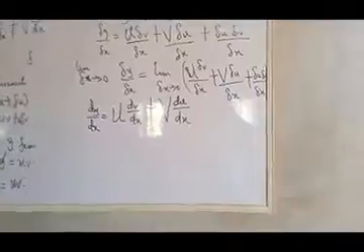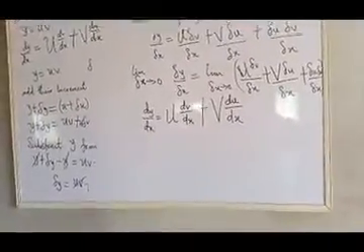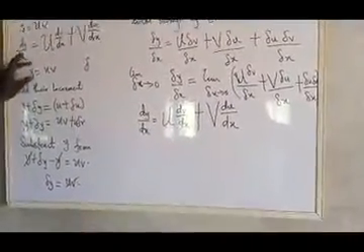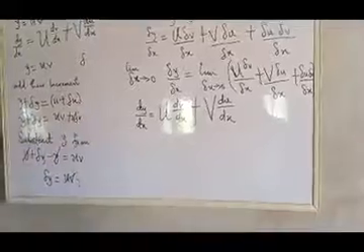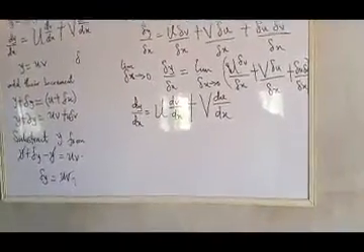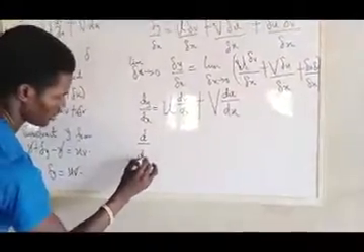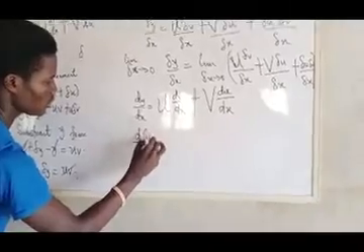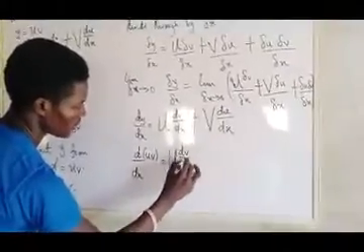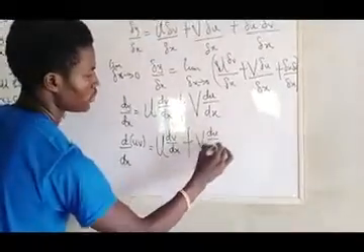Now you can simply see that we've been able to prove that as y equals uv, dy/dx equals u dv/dx plus v du/dx. And you can also write it like this: d/dx of uv equals u dv/dx plus v du/dx.